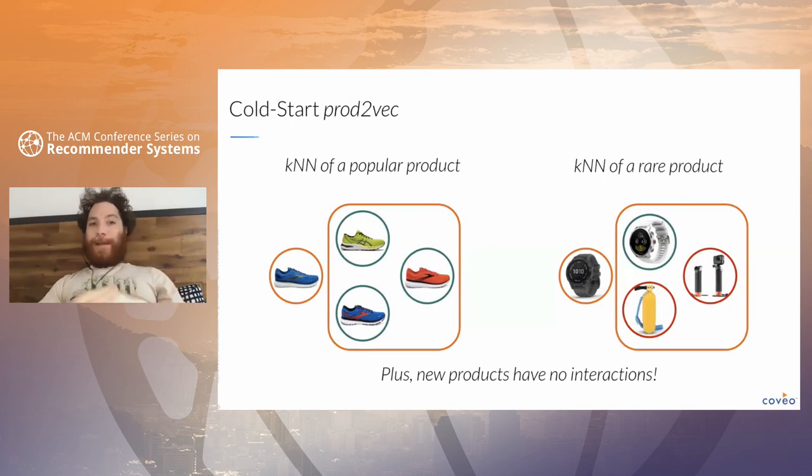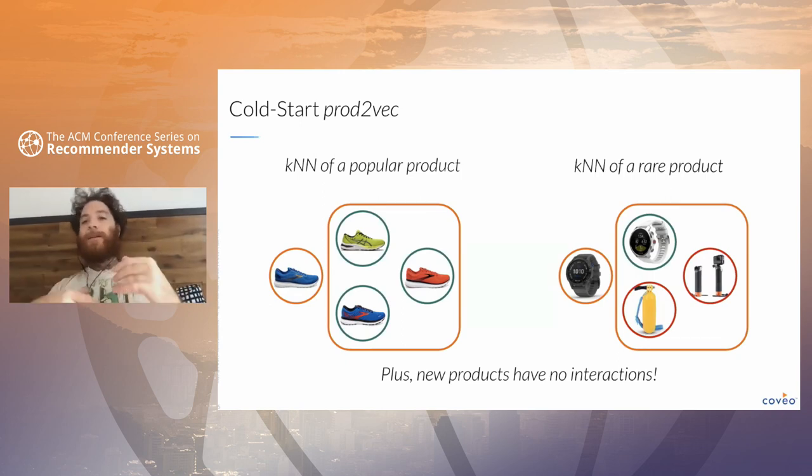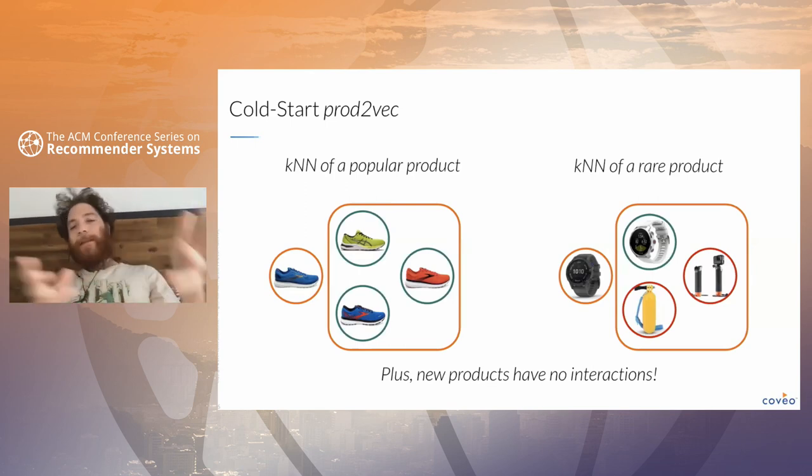When you inspect products in this space, you find, as we said, that the quality of specific product representations tends to vary. For example, sneakers, which are very popular, tend to have sneakers themselves as nearest neighbors. GPS watches, which are way less popular, are kind of a mixed bag of products when you look at the nearest neighbors in the space. So there's another GPS watch, but there are also other accessories, which may or may not be relevant.